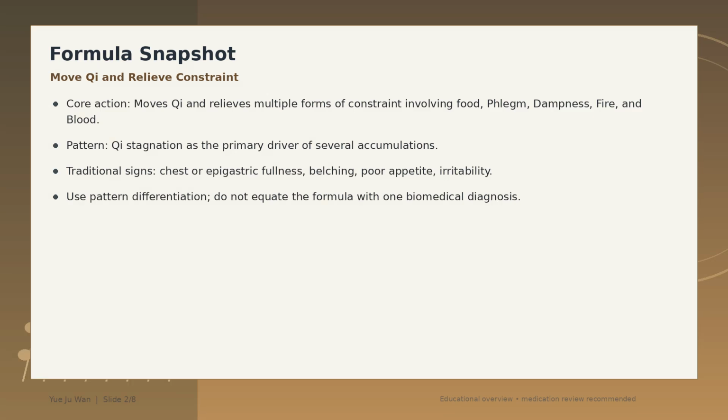The traditional target pattern is Qi stagnation as the primary driver of several accumulations. Typical clues include chest or epigastric fullness, belching, poor appetite, irritability, variable pain, and a wiry pulse. These findings are not all required, and the same biomedical diagnosis can present with different Chinese medicine patterns. Conversely, these traditional signs can arise from multiple biomedical conditions. That is why pattern differentiation and conventional red flag screening should occur together.